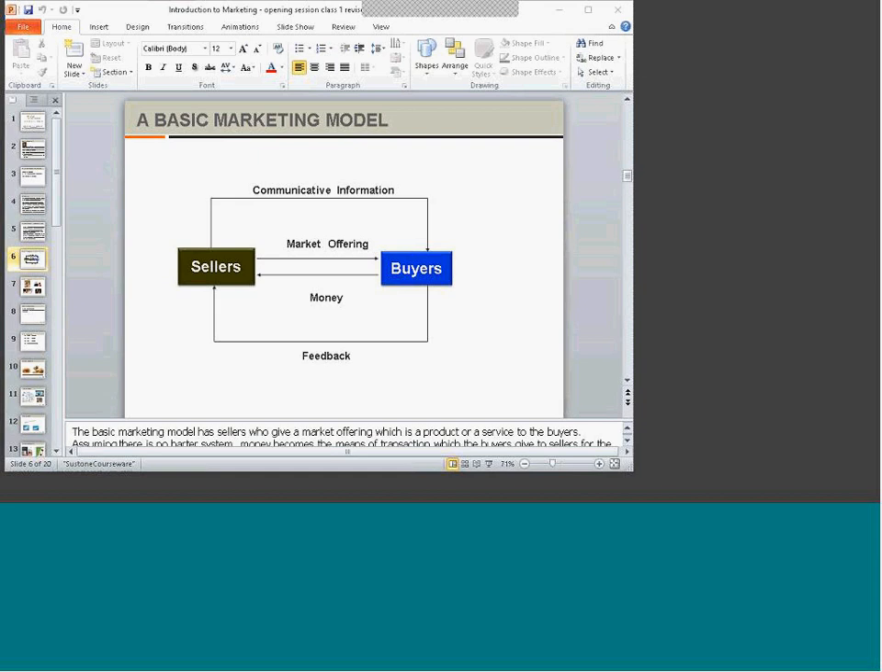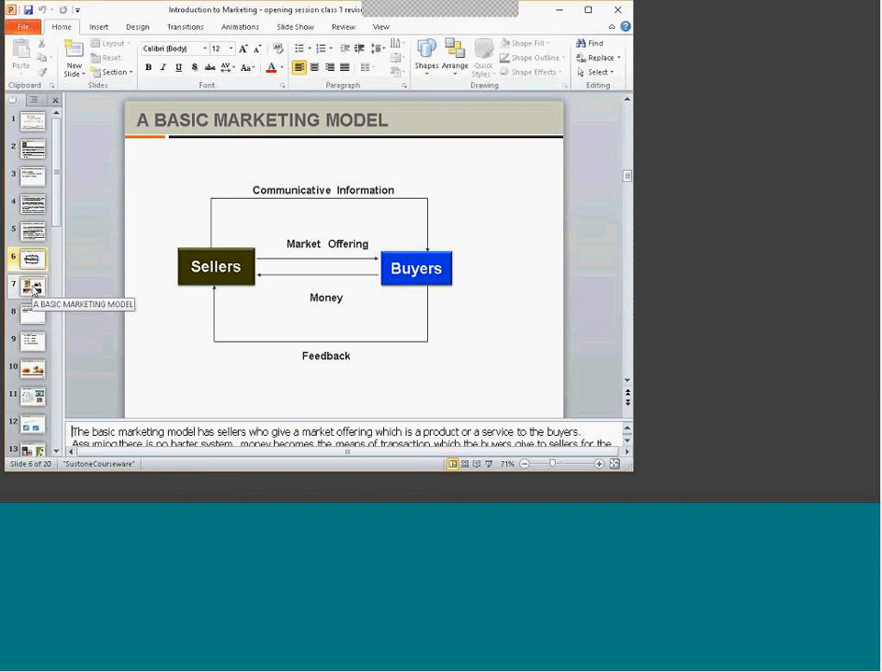Okay. So it's the basic marketing model. Any questions on this so far? Okay. Keep the chat box running so I know everyone's active out there. I can see Manoj's video, so he's active.